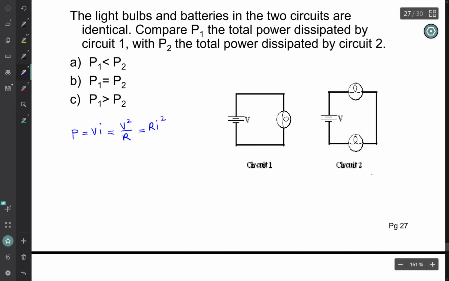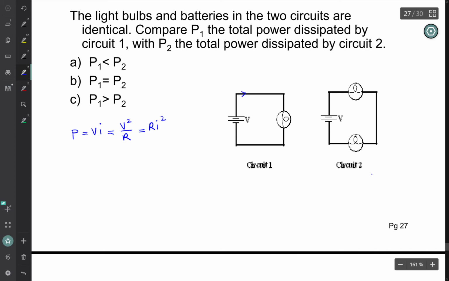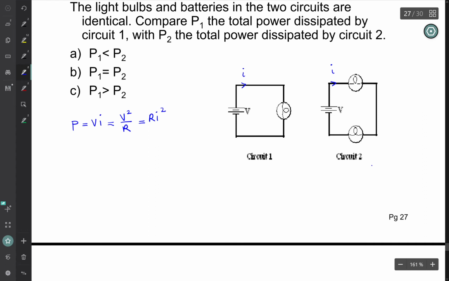Let's say somebody is interested in using P equals R I squared. So if I take the current coming out of the battery of the first circuit and call it I, and also take the current coming out of the second circuit's battery and call it I, you may think that the power dissipated for the first circuit would be I squared R. Yes, because the light bulbs are the same. They all have the same resistance R.